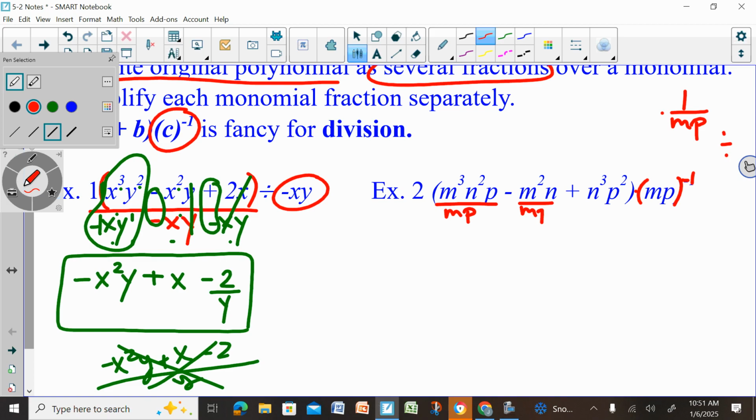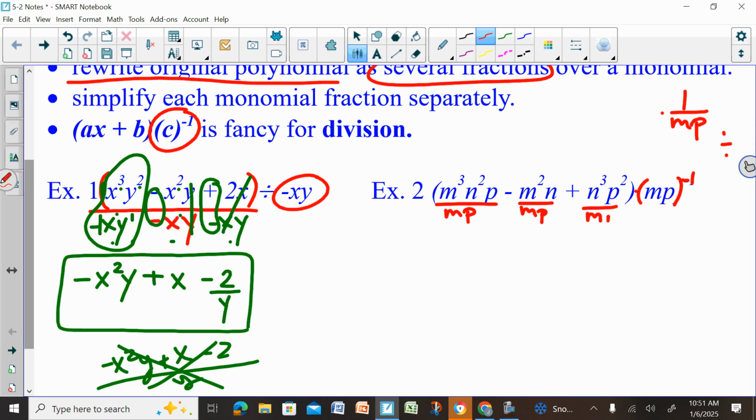Divide by MP, divide by MP. So this is polynomial divided by monomial, and then you just simplify each one individually. So I'm looking at this whole term right here. Positive divided by positive is positive.